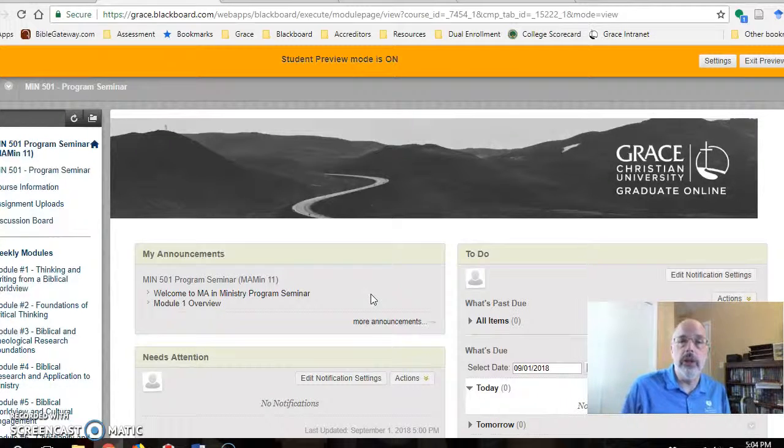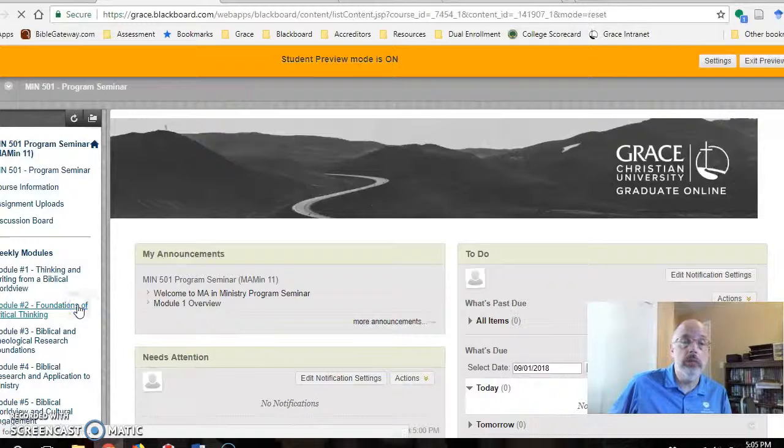First, just a bit of housekeeping. You may notice the yellow bar up here. That means that I have my Blackboard in student preview mode. That is, what I show you should look like what you see. I didn't do that last week, and so some of the things I showed you didn't look the same as they will look to you. Hopefully I've corrected that this time.